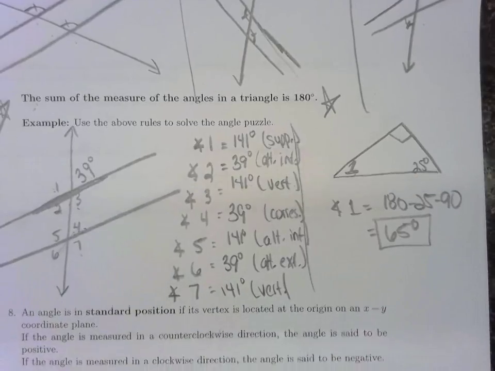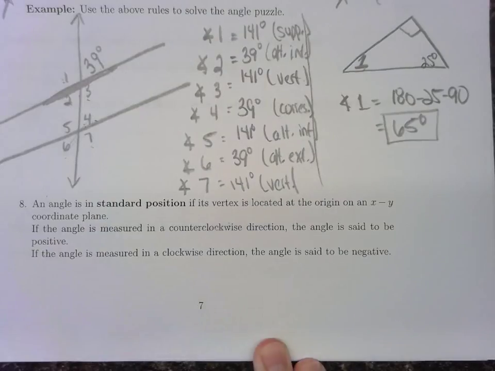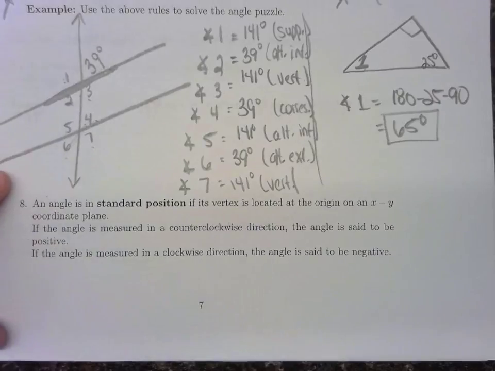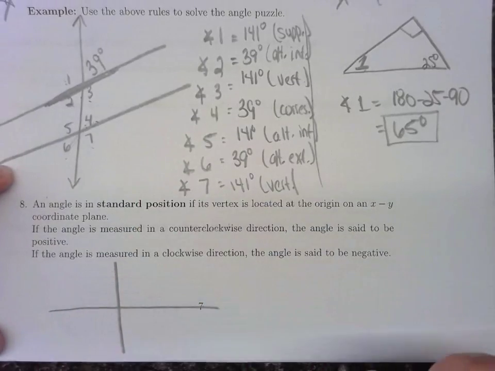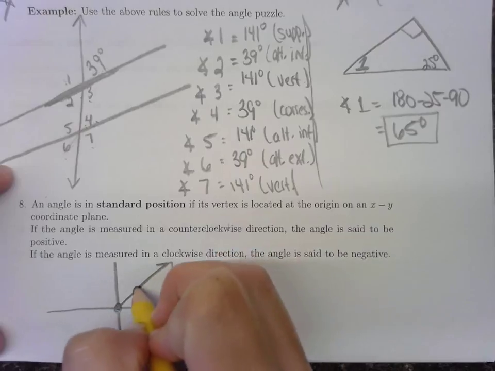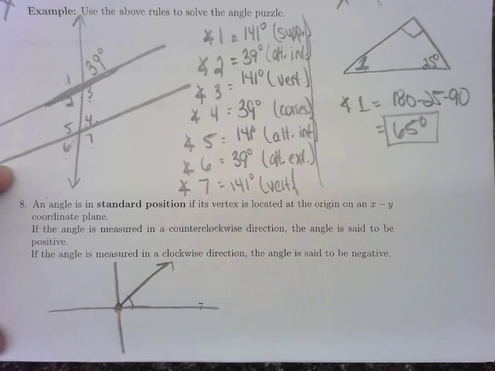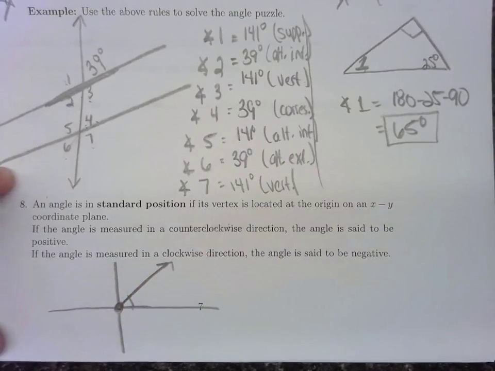Bottom of page 7, we have another definition. It says an angle is in standard position if its vertex is located at the origin on an XY coordinate plane. So let's go ahead and draw that out. It's in standard position if its vertex is located here. So for example, this angle would be in standard position because the vertex is on the origin.